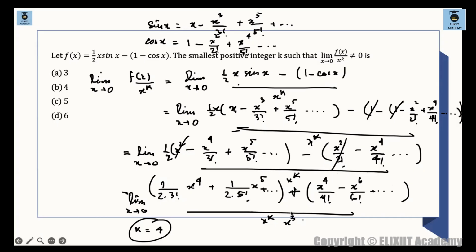Now I take the value of k to be 4. So we'll be getting x to the power of 4 over here. Once you divide this thing, this quantity will cancel out. This will become x. The remaining terms will become 0, but this term will become non-zero. This term will remain, and your answer will be 1 upon 2 times 3 factorial.